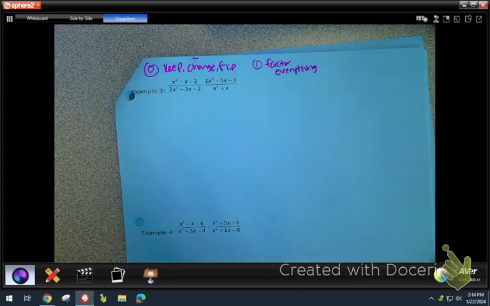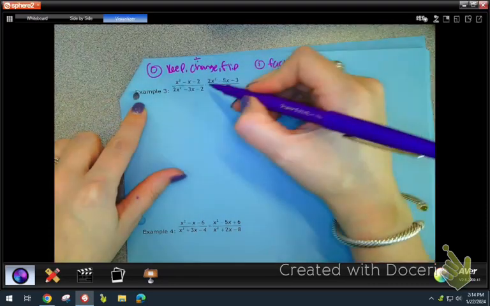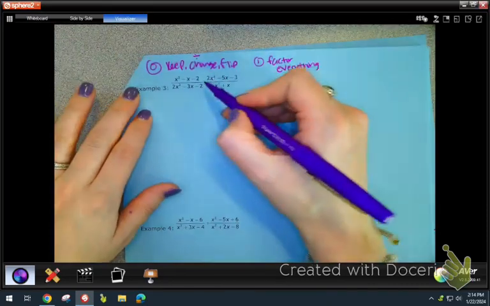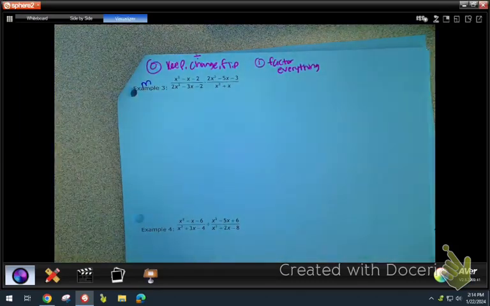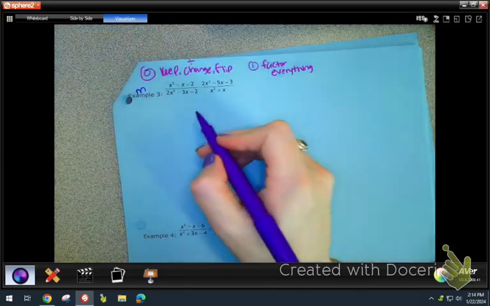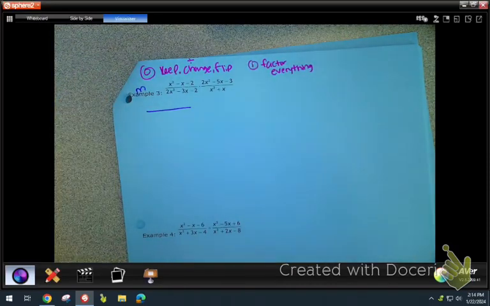Okay, let's just start example 3. Isn't this multiplication? Yes, it is. How do you know it's multiplication? Because there's a dot. Multiplication dot. So do we have to keep change flip here? No. Check. Moving on. Okay, factor everything. One thing at a time, people.